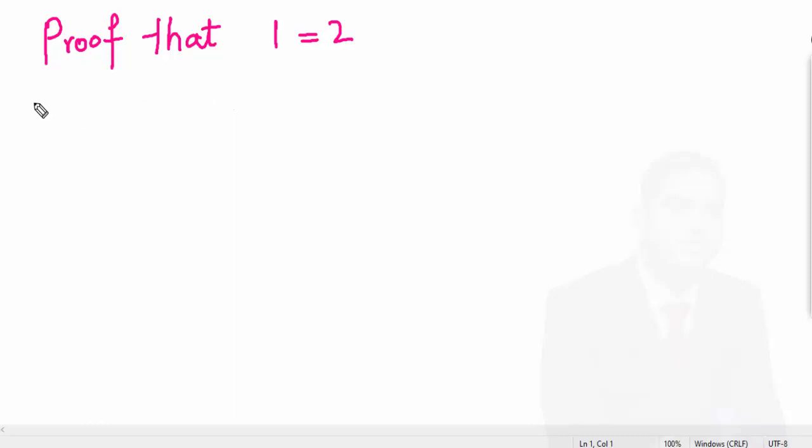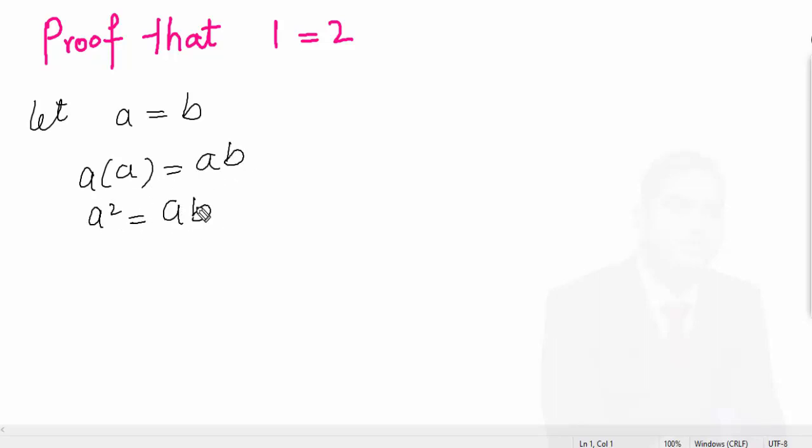For this, let A is equal to B. Now multiply with A on both sides. A into A, that is equal to AB. A square is equal to AB. Now subtract B square on both sides. A square minus B square is equal to AB minus B square. Fine.